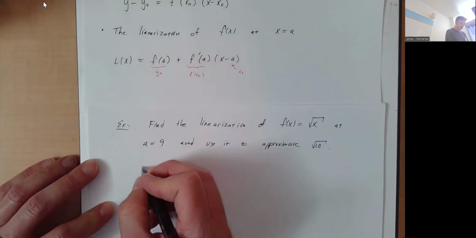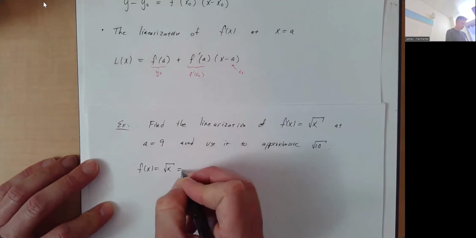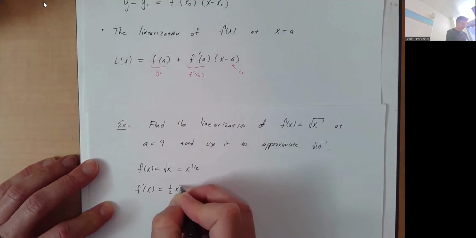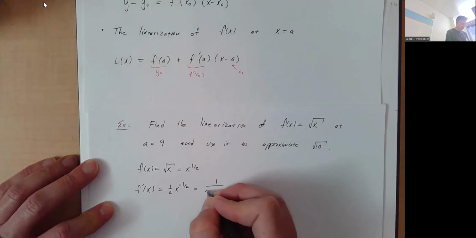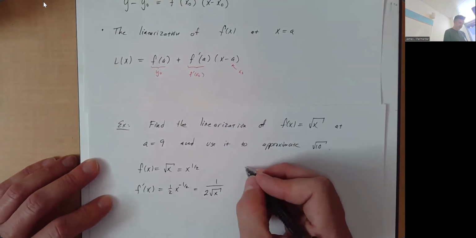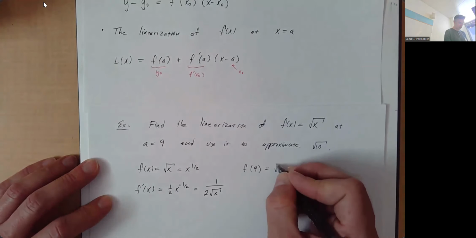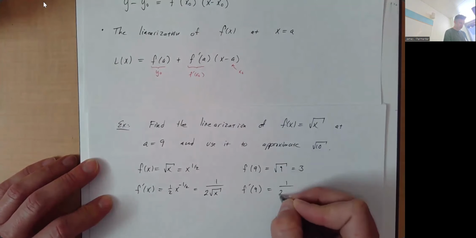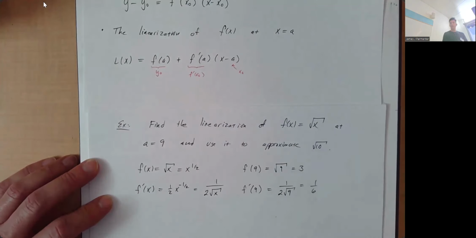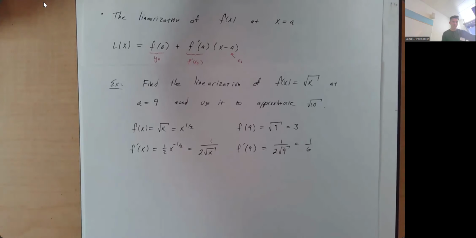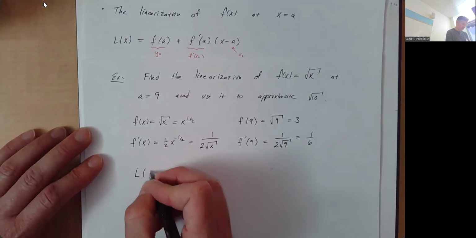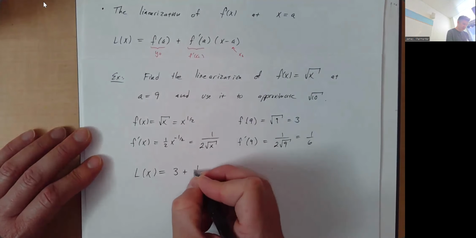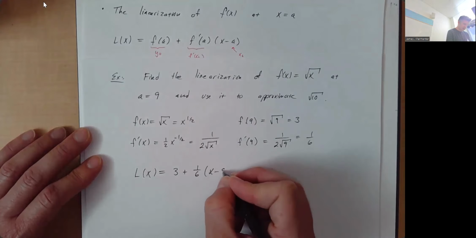Our a is 9. Our f of x is the square root of x, which is x to the 1/2. We're also going to need f prime of x. F prime of x is 1/2 x to the negative 1/2, or if you prefer, 1/2 root x. So f of a, or f of 9, is just the square root of 9, which is 3. And f prime of a, or f prime of 9, is 1/2 root 9, which is 1/6. Now we have all the pieces we need to write the linearization. The linearization is equal to f of a, or f of 9, plus f prime of a times x minus a.